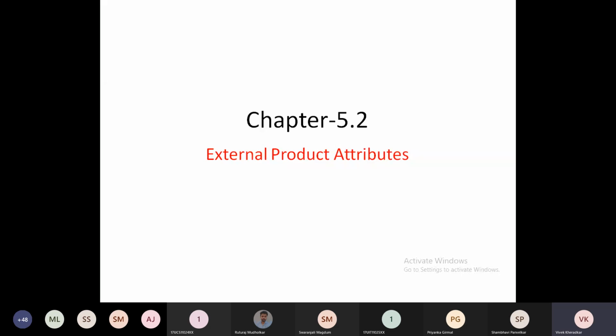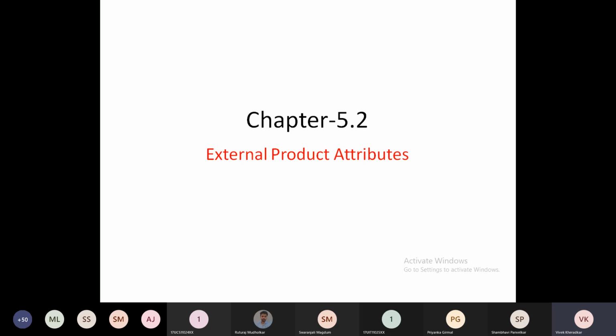Hello everyone. In this lecture, we will continue with the topic of measurement. As you know, Unit 5 is concerned with measurement of software products by measuring internal attributes and external attributes. In the previous lecture, we saw how to measure the internal attribute size. Now in this lecture, I will continue with how to measure the external attribute.